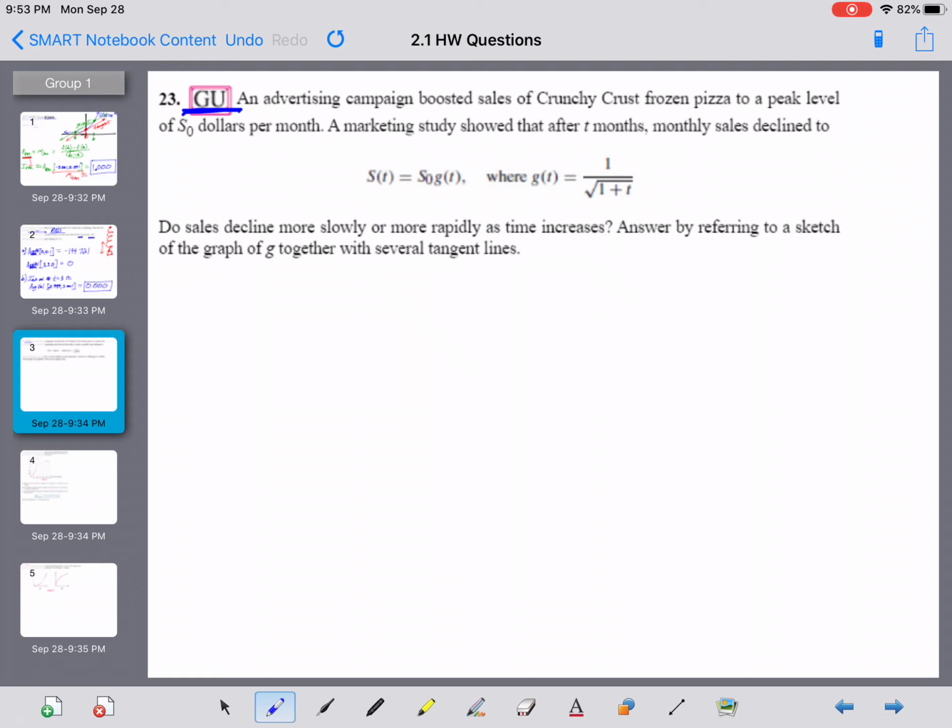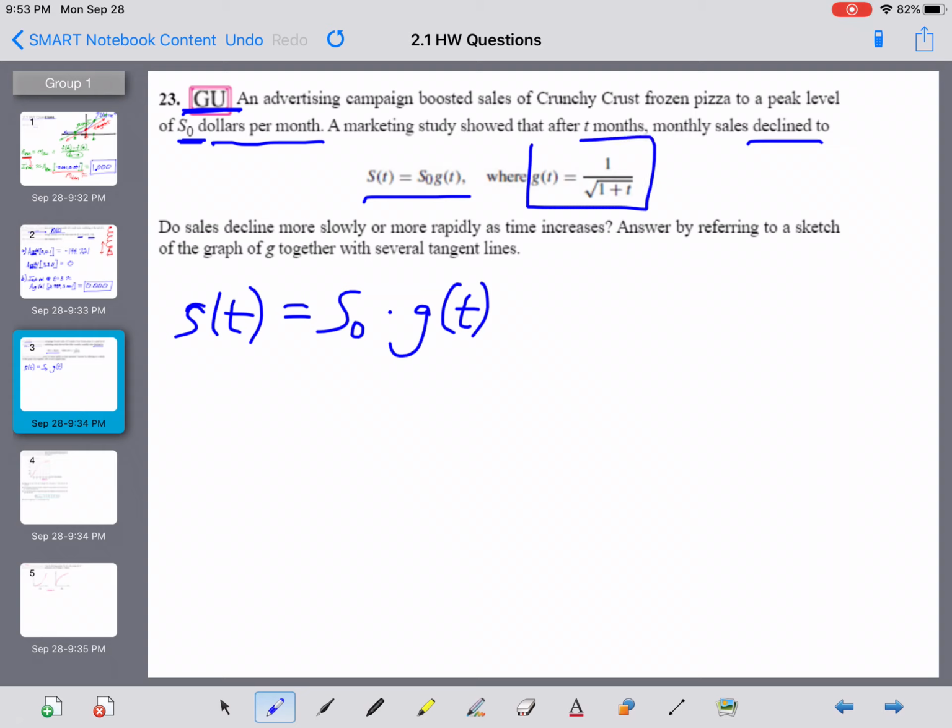So an advertising campaign boosted sales of crunchy crust frozen pizza to a peak level of S0 dollars per month. So S naught is some dollar amount that we were making here in terms of sales. Okay, a marketing study showed that after T months, monthly sales declined, that's important to note, into this formula right over here. So S of T, let's write this out here, guys, is given to us by S naught, which I believe is going to be a constant, multiplied by some function, G of T. And G of T was given by this amount right over here.